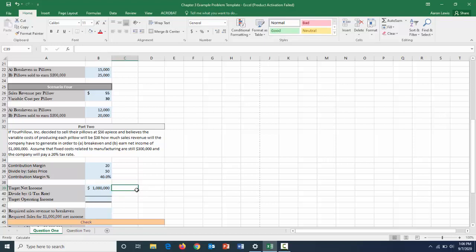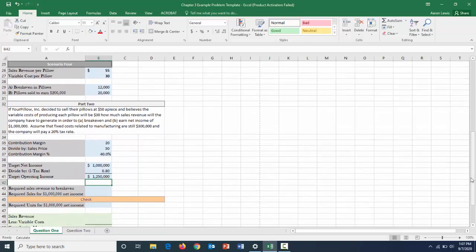Well, to convert that to operating income, we should divide by 1 minus the tax rate. It's given in the problem that we have a 20% tax rate. So if we have 1 minus our 20% converted to a decimal, 0.20, that means that's 80%. 80% of our operating income is going to be left over as net income. So to figure out what amount of operating income that's going to be, take your million, divide it by 1 minus tax rate, and you get $1,250,000. We're going to have $1,250,000 of operating income to have net income of $1 million.